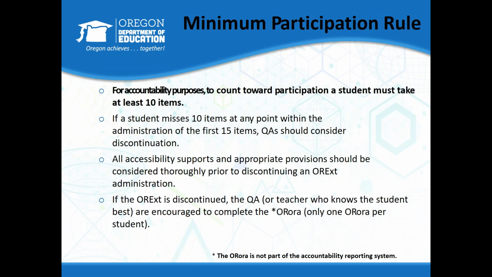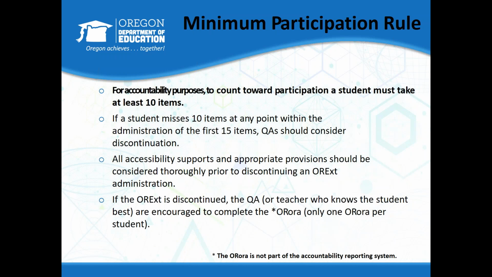Very briefly, this is the minimum participation rule. For accountability purposes, for students participating in the Oregon Extended Assessment, to count towards participation, a student must take at least 10 items. If a student misses 10 items at any point within the administration of the first 15 items, QA should consider discontinuation.